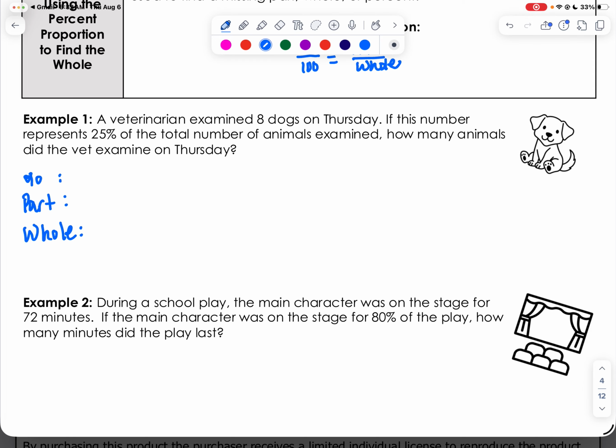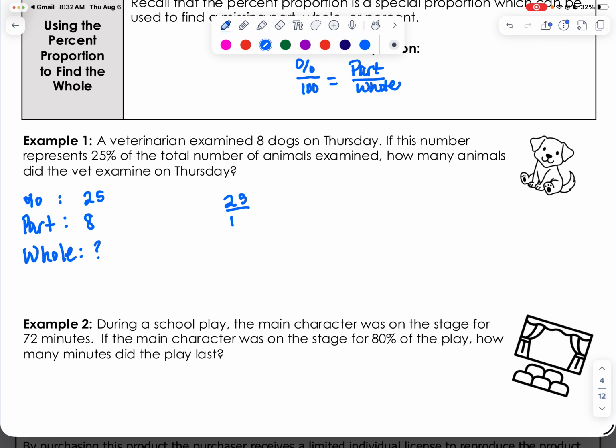Now in this problem, our percent is 25%. Our part is 8 dogs, but we do not know the total number of animals the vet examined. So I'm going to put a question mark for the whole. All we know is that 8 is 25% of some number. Okay, so to set up our proportion, we'll do percent over 100, so 25 over 100 equals part over whole. And in this problem, we don't know the whole, so we'll use an X, or an unknown, to identify it.